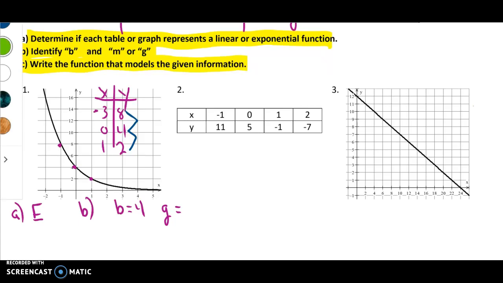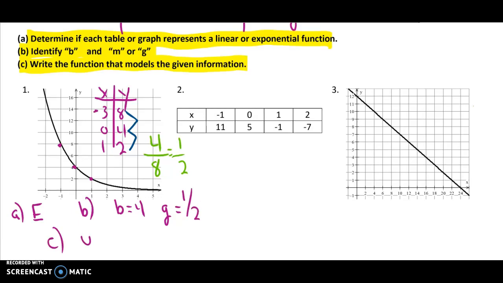So for instance, I could take 4, and I could divide it by the previous y, which would be 8, and that's just 1/2. So in this case, G is going to be 1/2. And now I can write the equation. So it's going to be y equals, you could do f of x, and then b times g. I'm going to put my g in parentheses, and then you got your x as your exponent. So there's number 1.